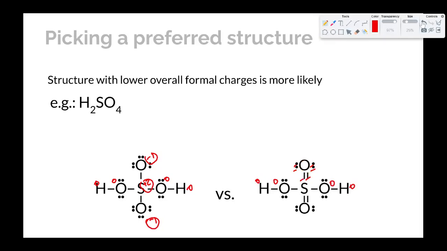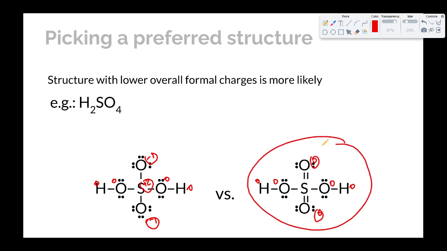That's also a 0. So that means the formal charge on this oxygen is a 0, and since this oxygen is identical in bonding, that's also going to be a 0. So since the structure on the right has all zeros for formal charges, and the one on the left has some formal charges that aren't zeros, the preferred structure would be that one.